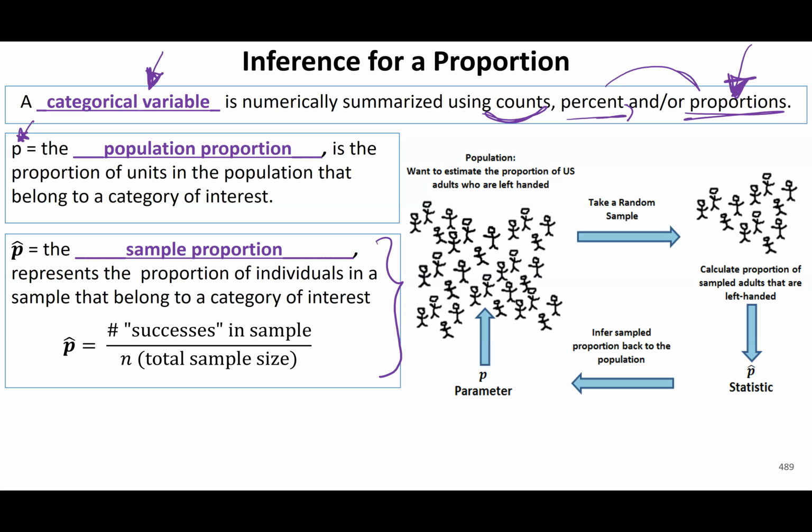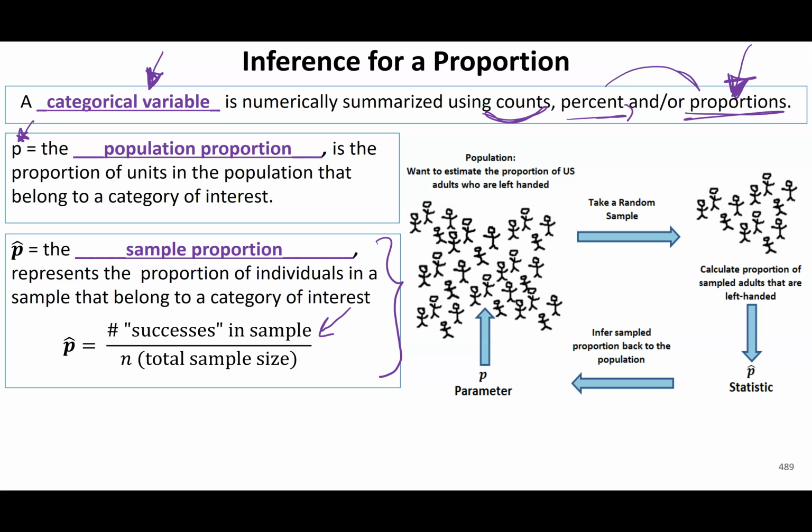Then you have p hat. So if I were to take a sample, this would be the proportion of all individuals in that sample that have that characteristic of interest. So I want to just point out here, it's the number of, you can't see my air quotes, successes in the sample over n, which is the total sample size.